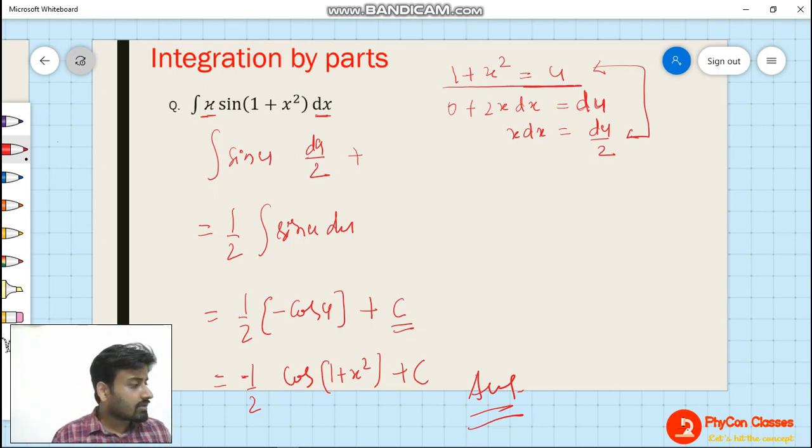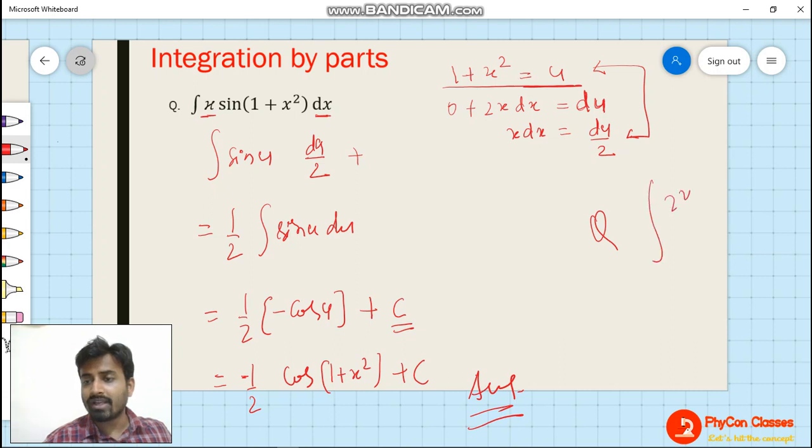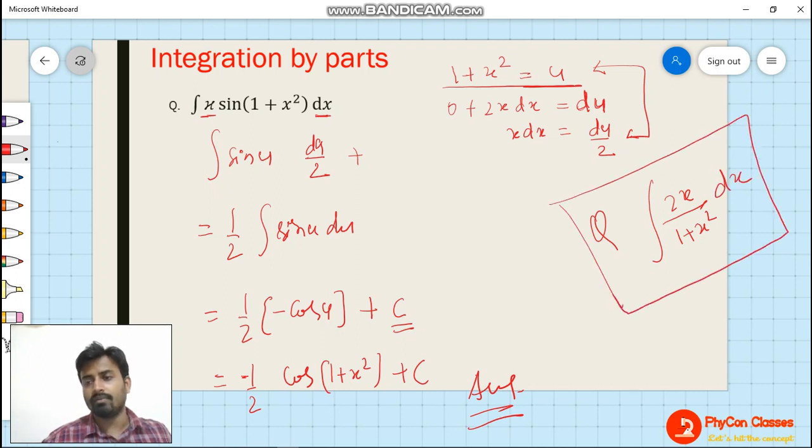So let me give you some homework so that you can do it. Based on integration by part only, I am going to give you some homework. This question is integration of 2x divided by 1 plus x square dx. This question you have to solve.